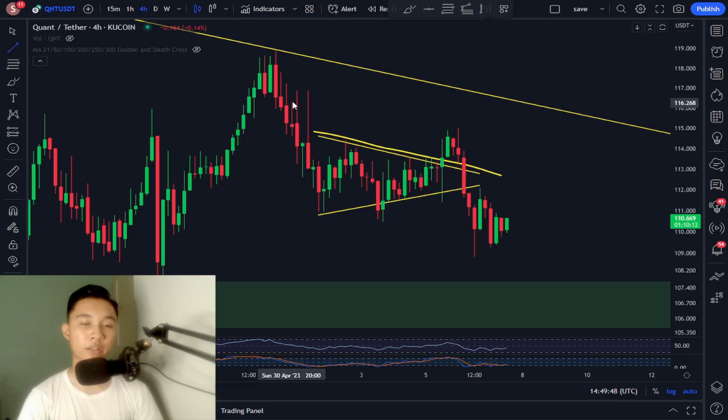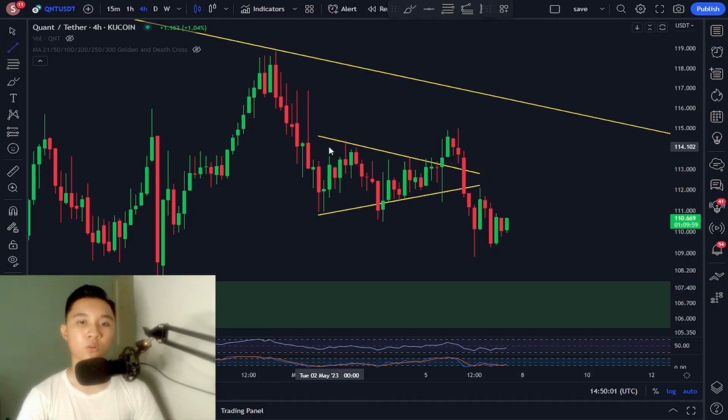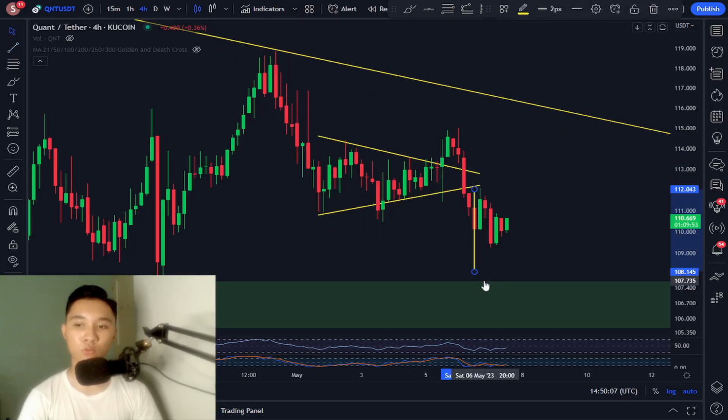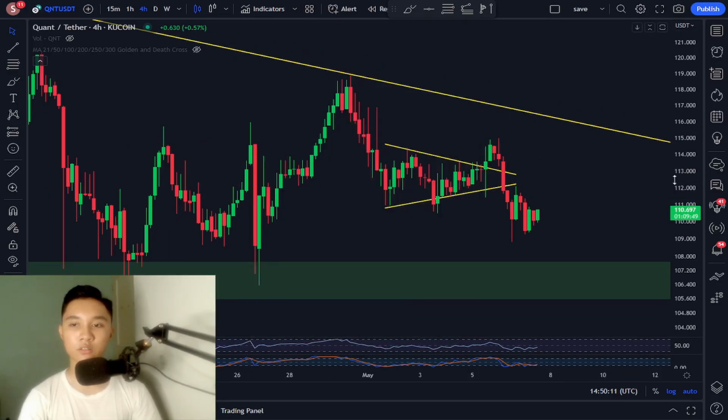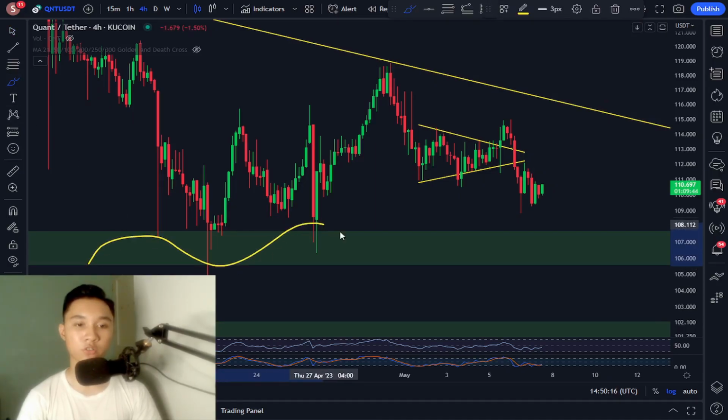So I mentioned my targets either way. If this was a pennant, we could see a dump that's going to bring us to a price target of around 105 US dollars. However, if this was a symmetrical triangle, we could still see the Quant price dump to the same support zone right here near the support zone at 107 US dollars. So yeah, the target is going to be a dump towards this support zone. That was what I mentioned in my previous video.